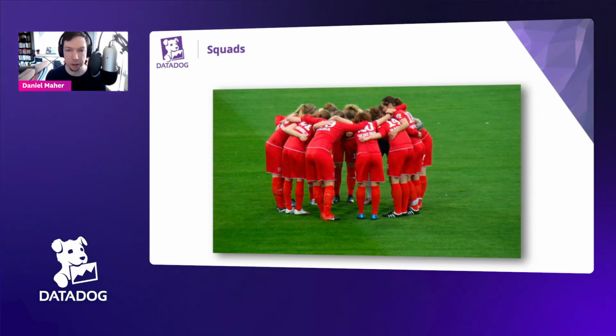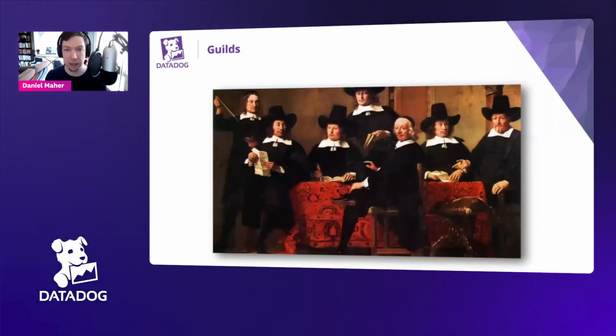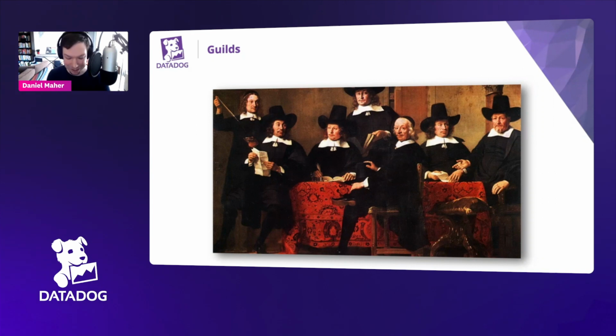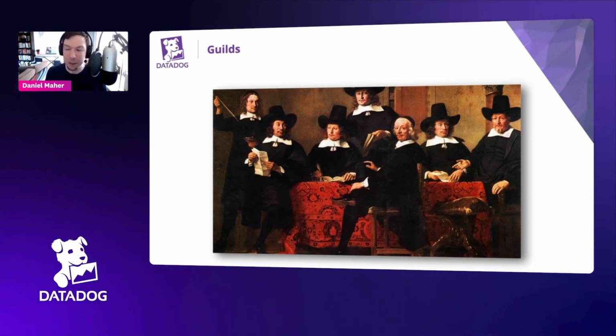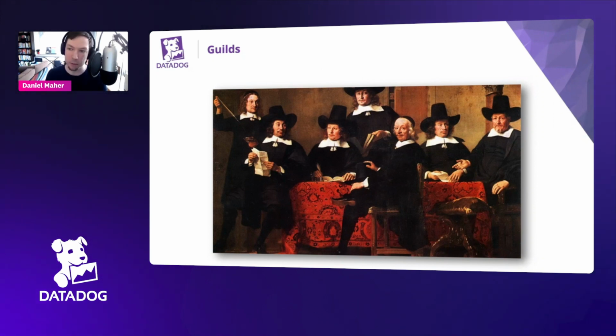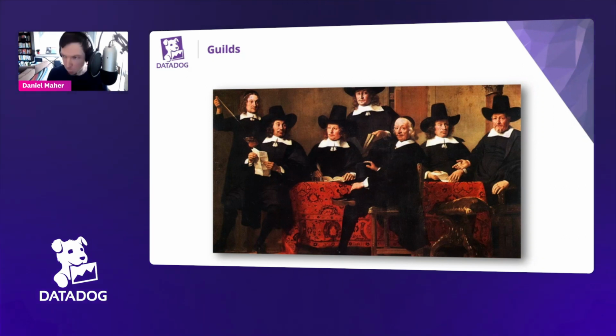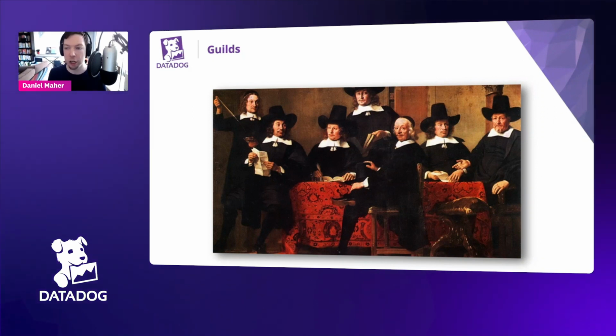Another important way of organizing things is around this idea of guilds, right? The imagery here is of a 16th century Dutch guild. It's a little bit humorous, but the concept still remains. Guilds are a bit larger than a squad. They're a bit more long-lived than a squad, but they still have that idea of being cross-functional, of touching on a number of different areas.